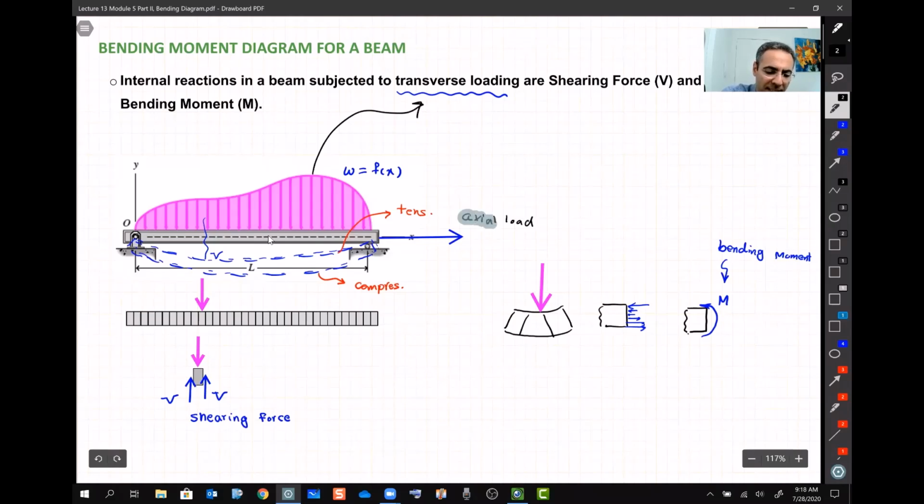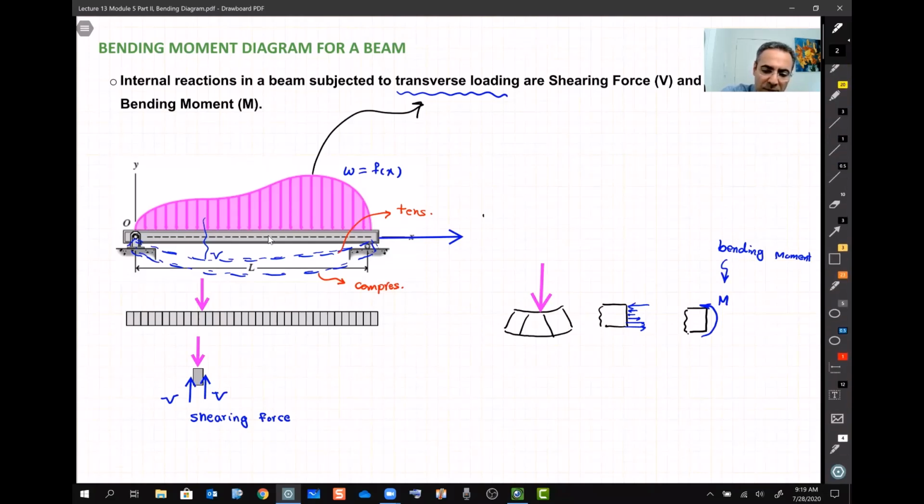Here we don't have any axial load, but this transverse load results in some internal axial load, all right? Which we saw comes from when we try to bend the beam. And the result of this internal axial load creates a bending, which we call a bending moment. Our job in this chapter is to find this M and V.